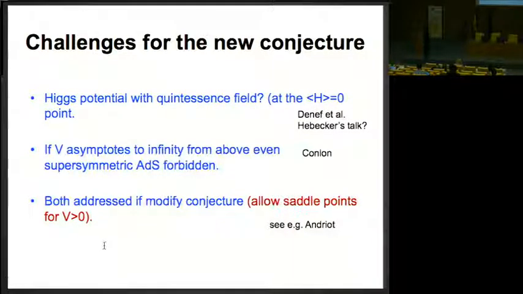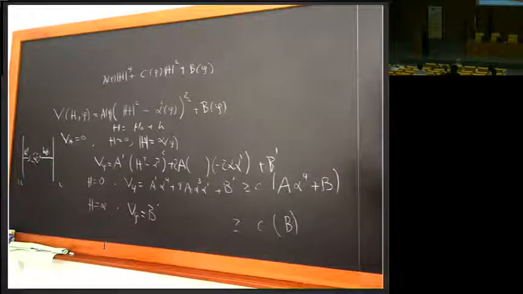There have been several challenges that were mentioned also before. The Higgs potential is a concrete case because you have the maximum of the Higgs potential, and that is what Arthur and collaborators discuss, and I think Arthur will mention more on that. Then there is the point by Joe Conlon that if the potential goes to 0 from above, you have to have a minimum. Even if the minimum is supersymmetric anti-de Sitter, you have to pass through the maximum, and others. But all of these potential problems can be addressed if you modify the conjecture by allowing saddle points. That has also been mentioned before, but it's good to keep in mind. For the Higgs, let me just say a few words.